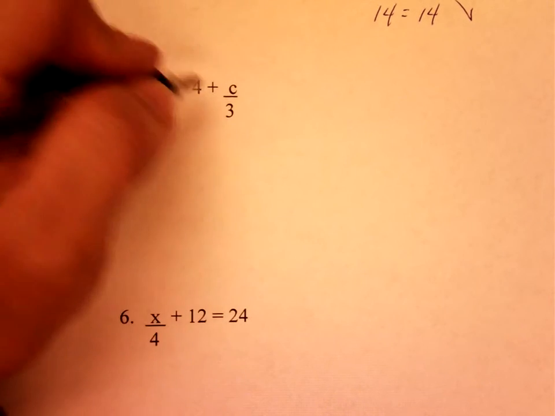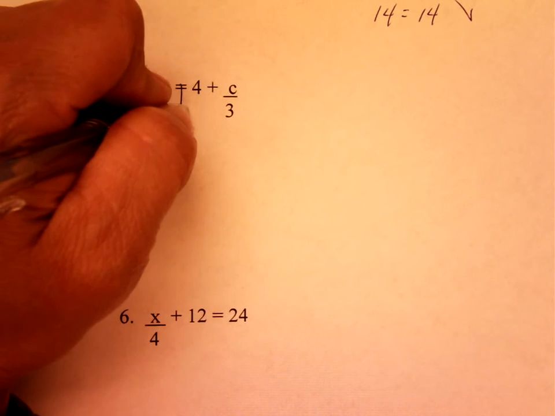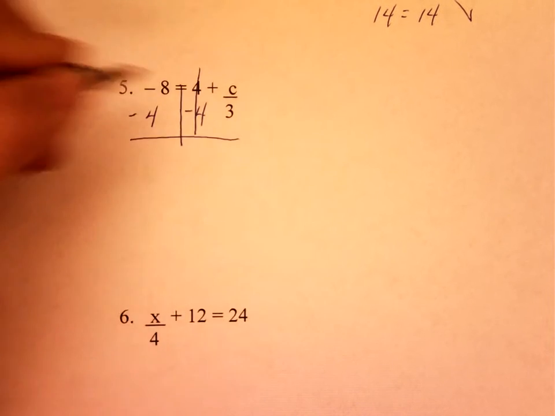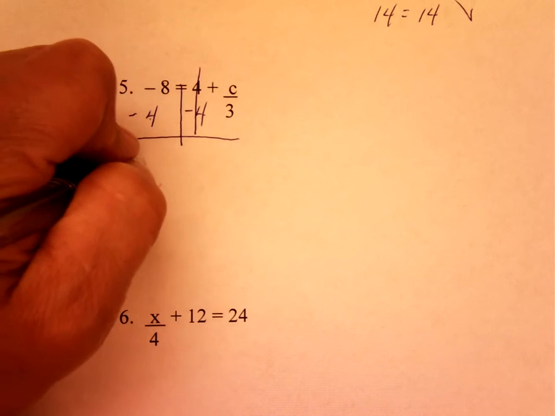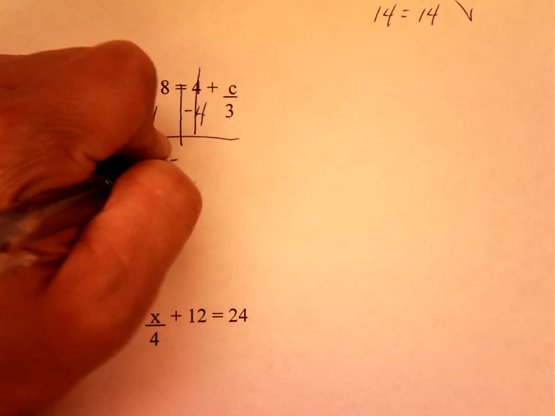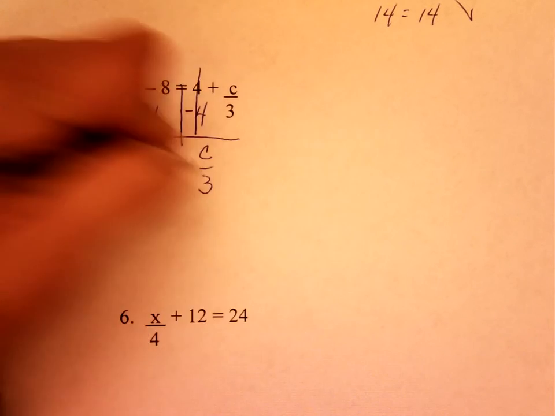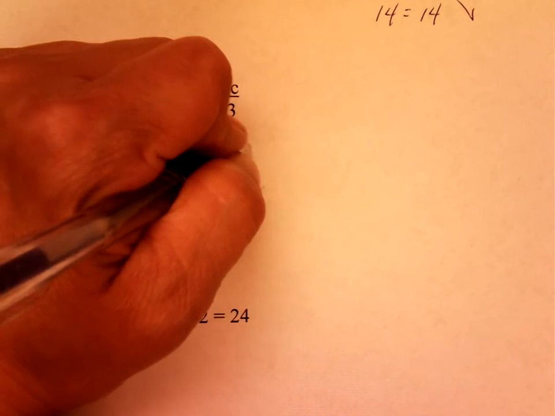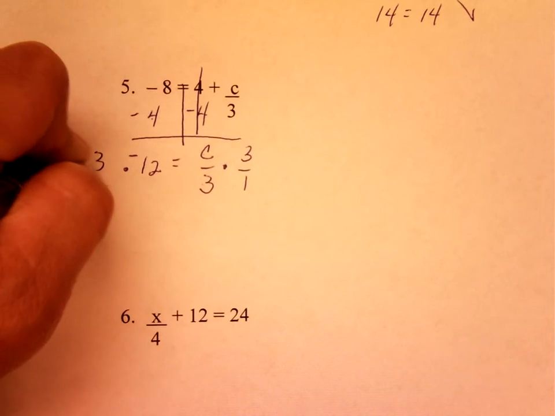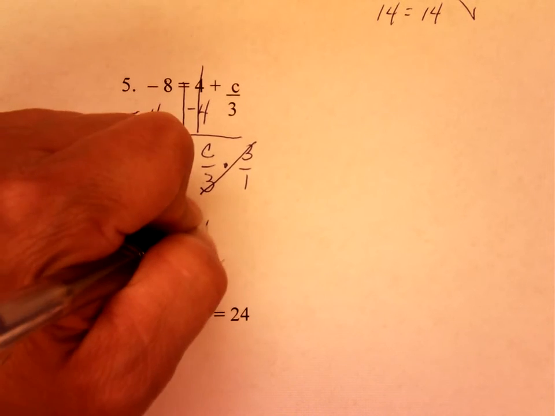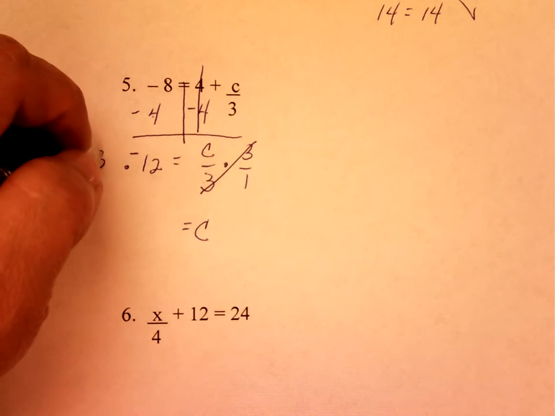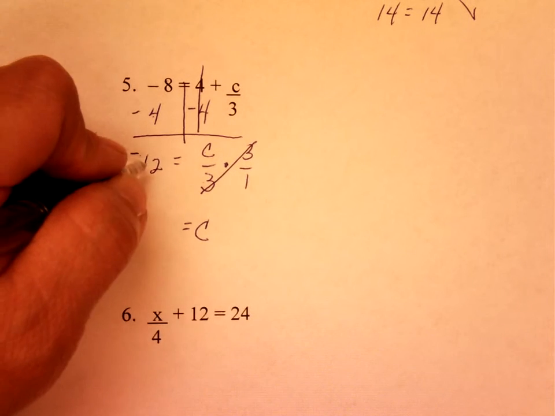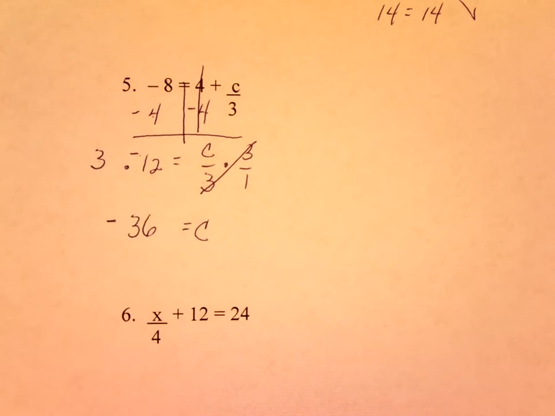Okay, so I made my line here. I want to get rid of the 4, so it'll be negative 4 on both sides. So 8 plus 4 is 12, and they're both negative, is equal to c divided by 3. So the inverse of division is multiplication, so I'm going to multiply by 3 over 1 on both sides, or 3. The 3's cancel out. C is equal to, ask yourself, do you win or lose? You lose, so the negative, and 3 times 12 is 36, so it's negative 36.